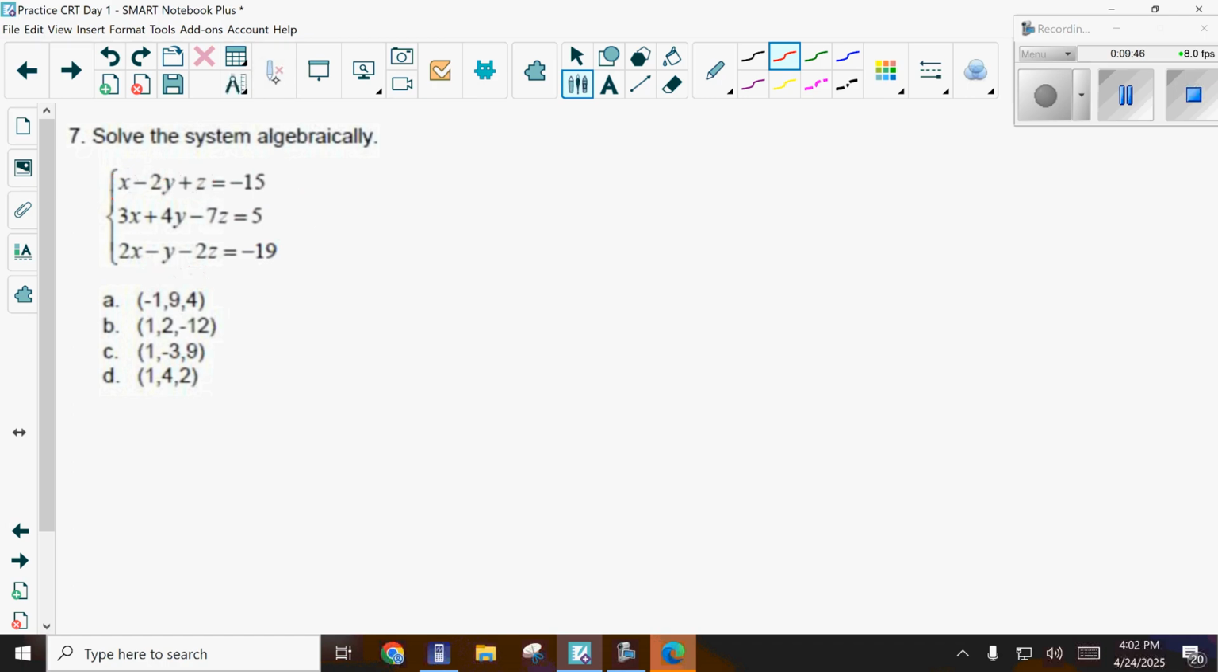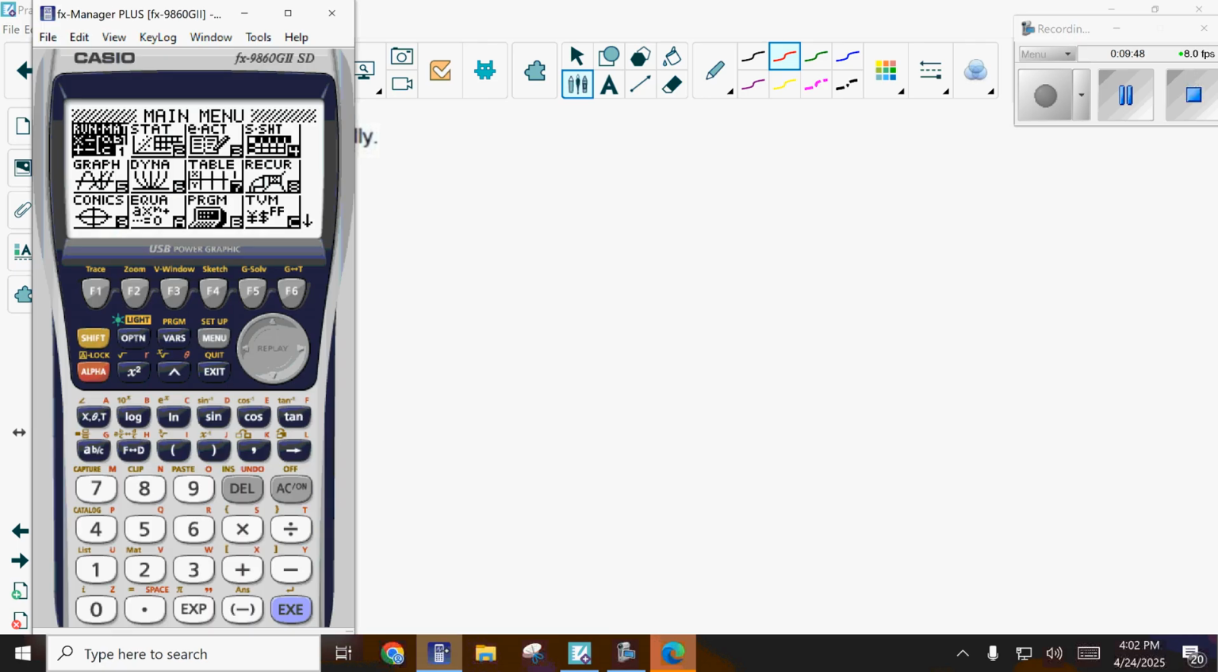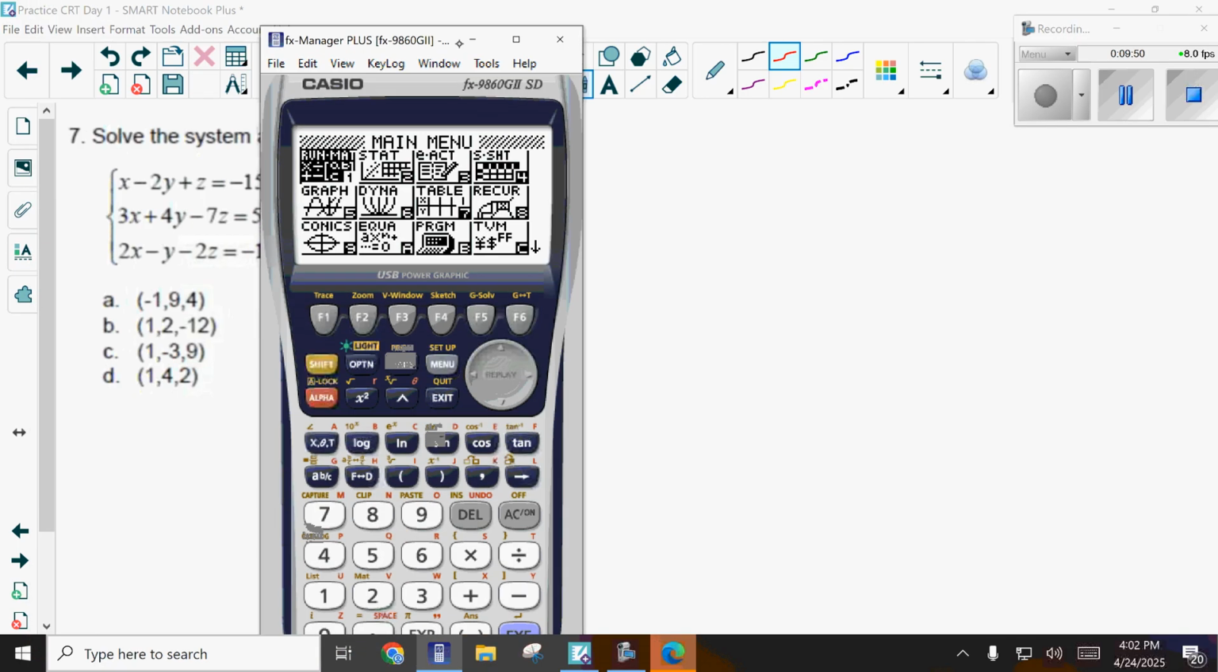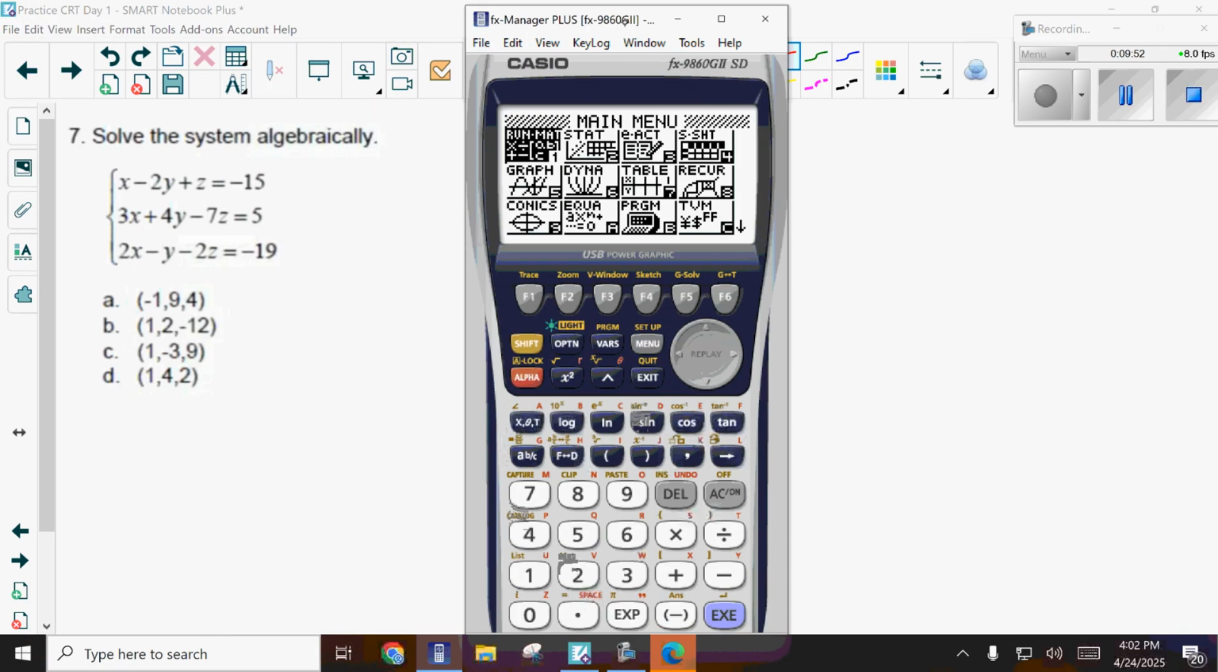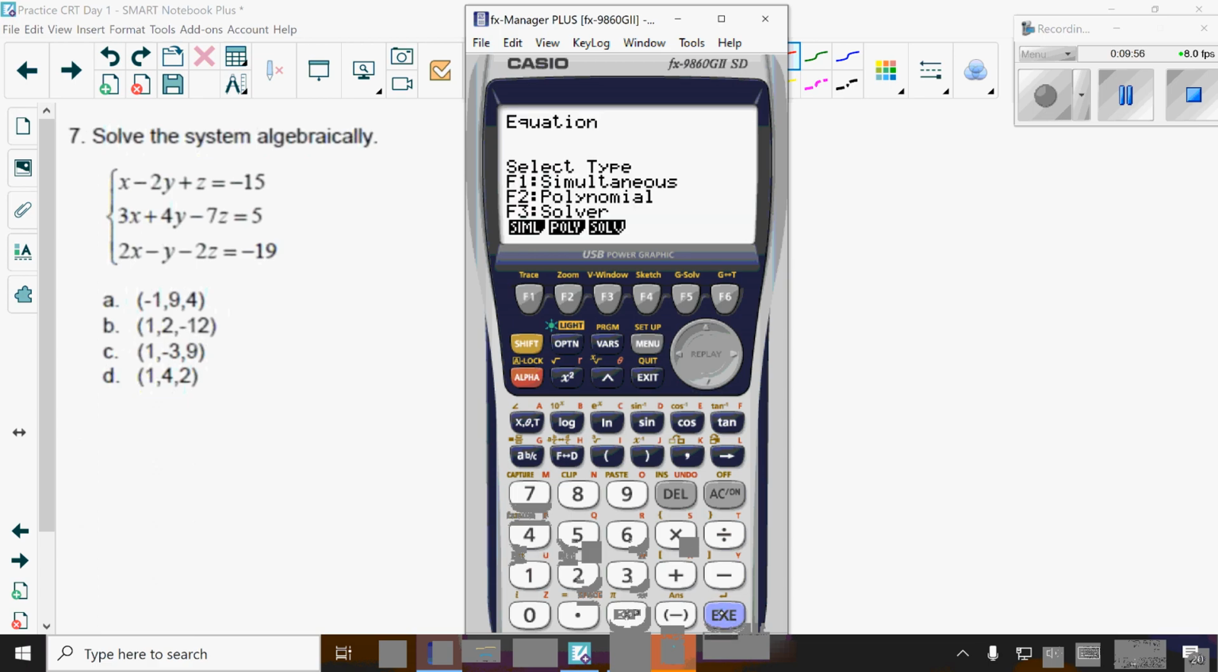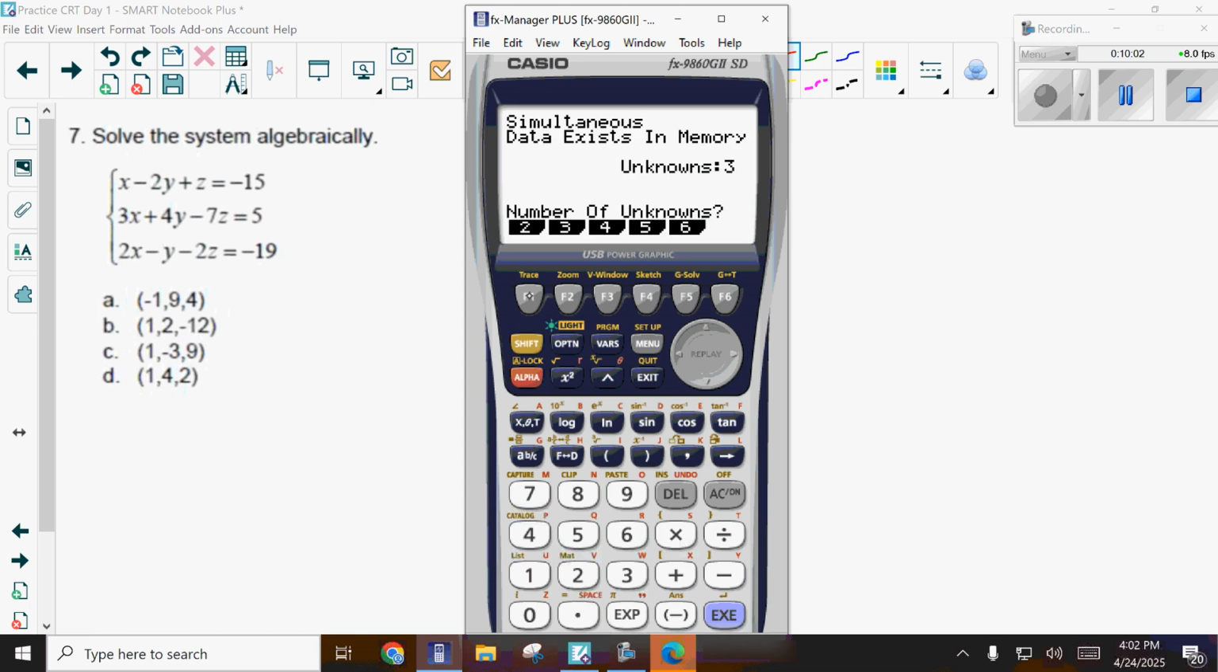Now I have an even faster way to do it. Our calculator can solve these. So we go into our calculator, we're going to go into the equation solver. This is going to be multiple equations at once, so that's called simultaneous, so that's F1. The number of unknowns is X, Y, Z, so there's 3 of them, so I have to hit F2. I'm going to clear this out, because that was from another practice test I did. So I'm going to enter in just the coefficients.